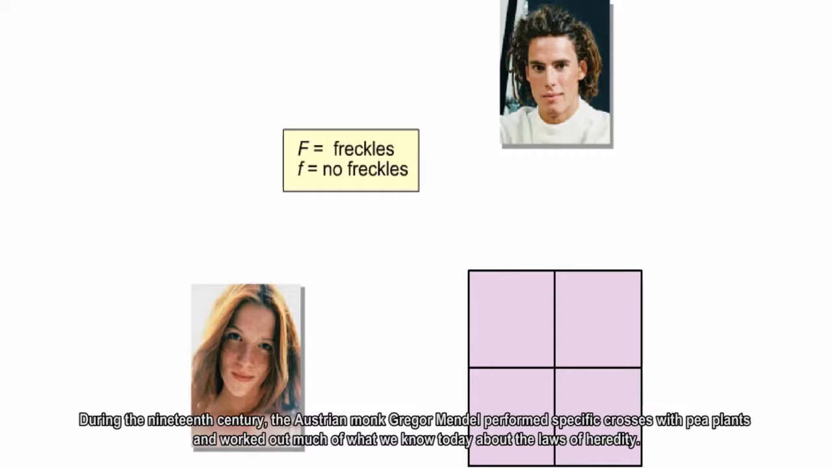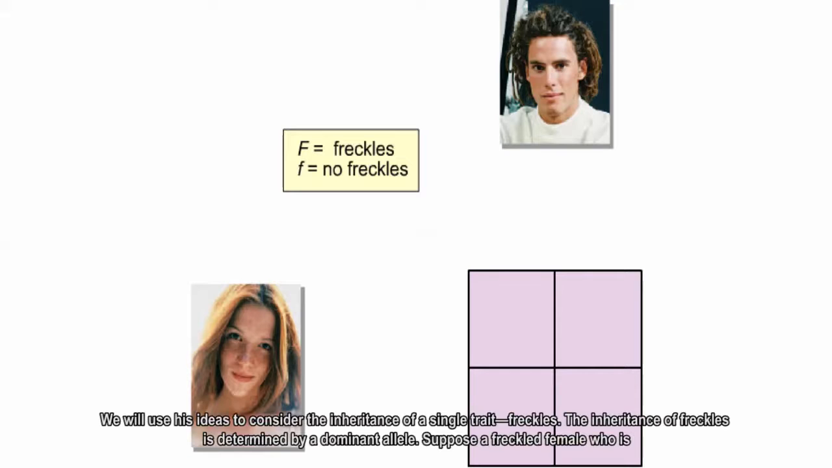During the 19th century, the Austrian monk Gregor Mendel performed specific crosses with pea plants and worked out much of what we know today about the laws of heredity. We will use his ideas to consider the inheritance of a single trait, freckles. The inheritance of freckles is determined by a dominant allele.